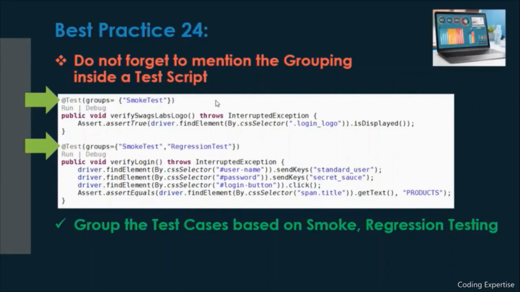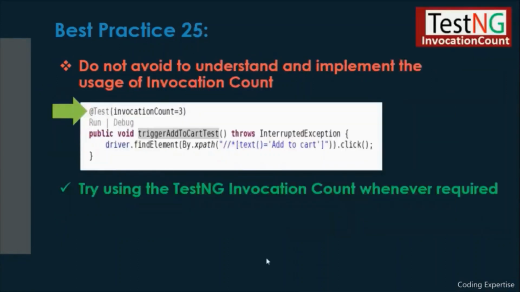Grouping is a very good concept in TestNG. We can club the test cases and group them as smoke tests or regression tests. This way, we can trigger the smoke test cases or regression test cases as per our need. The main challenge is that at the initial stage itself, we must identify the test cases. I know that it's not practically possible to figure out, but it's better if you are able to group them correctly. Let's move on.